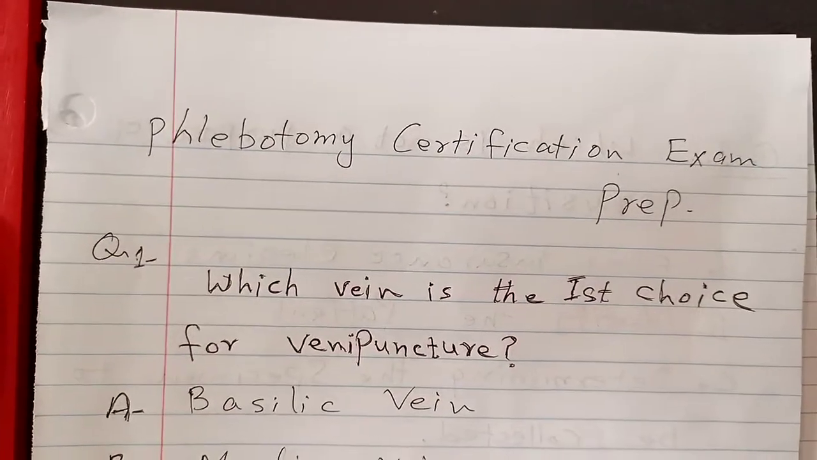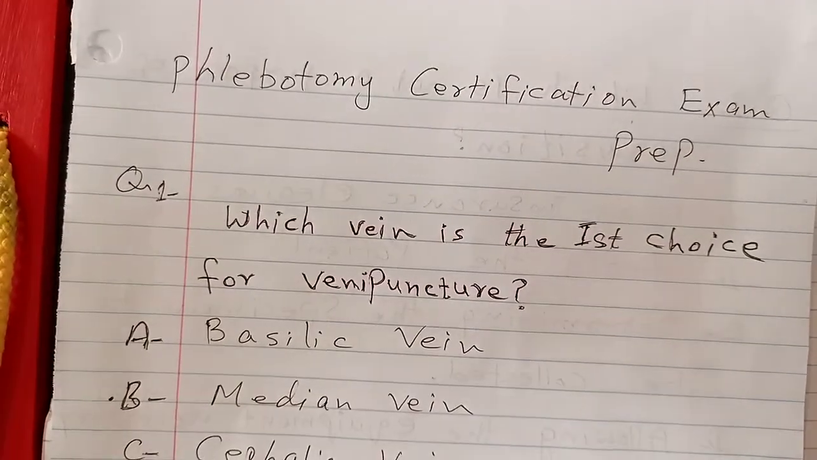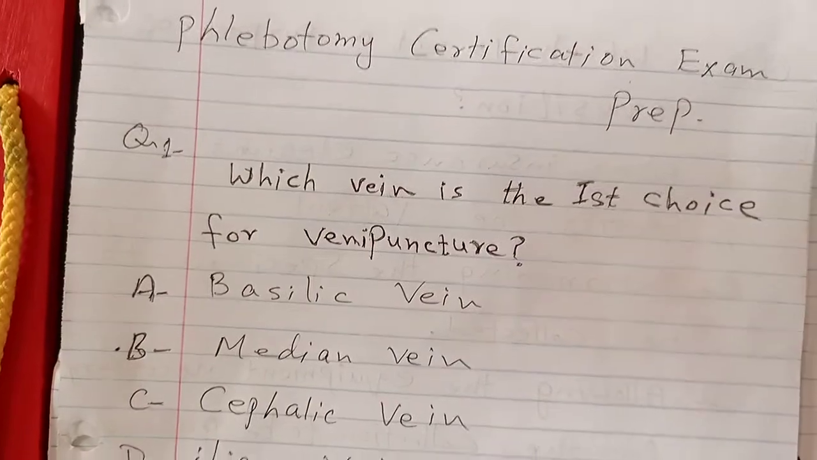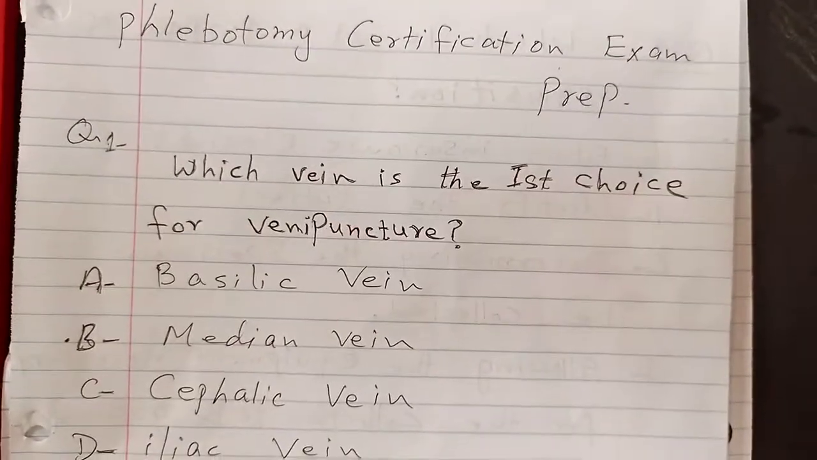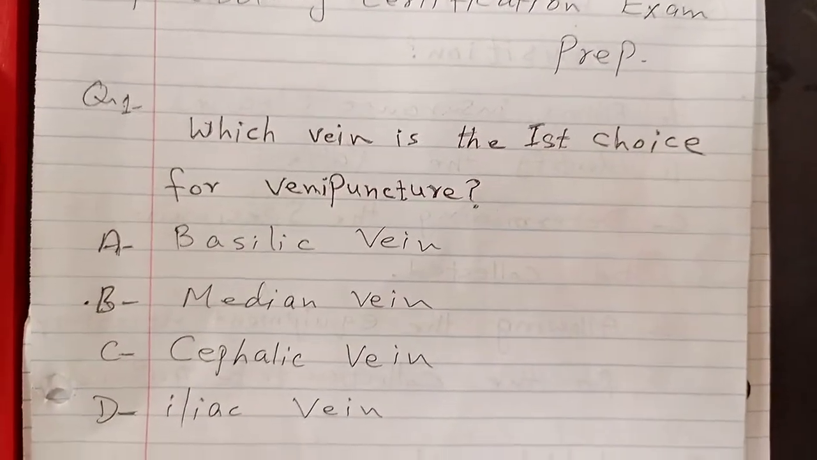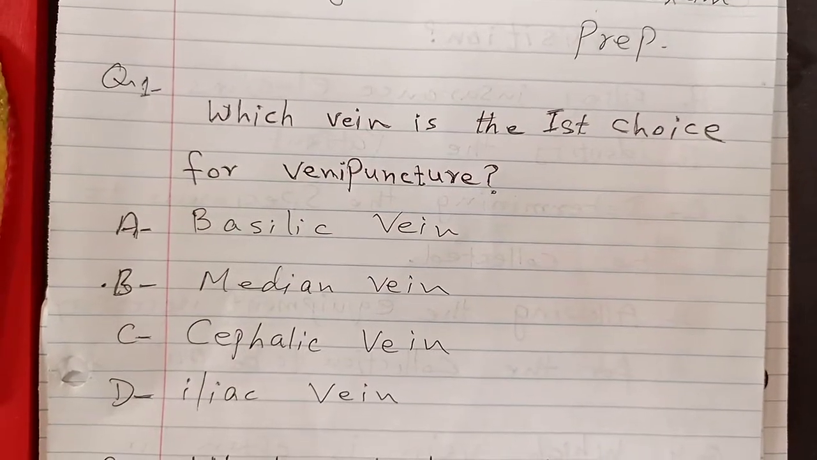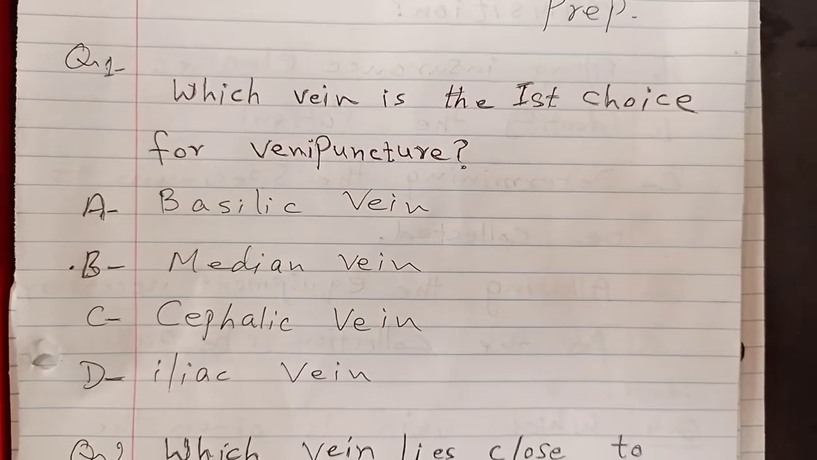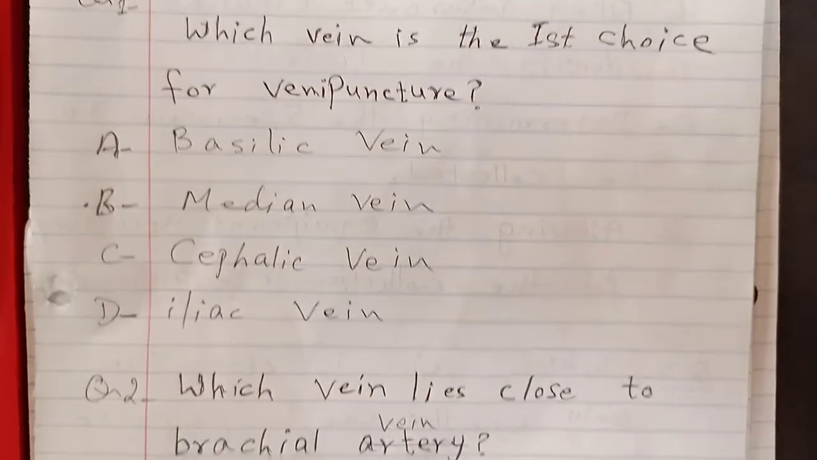Phlebotomy certification exam preparation. Which vein is the first choice of puncture? Basilic vein, median vein, cephalic vein, iliac vein. The answer is median vein.